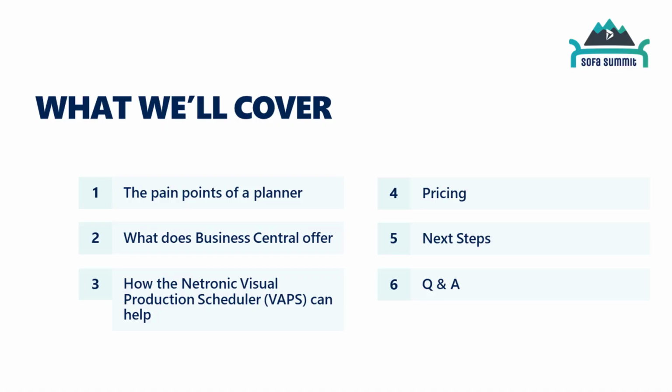So I just want to cover some of the pain points of a production planner to begin with, what the drivers of needing some help are, and what Business Central can offer you out of the box. So some of the standard features that are there to help you, and some of the standard features that are there to probably not help you. It's a better way of describing it. Then have a look at the Netronic visual production scheduler. I'll come on to who they are and what products they have. We'll look at the pricing of that and then talk about next steps and a Q&A at the end.